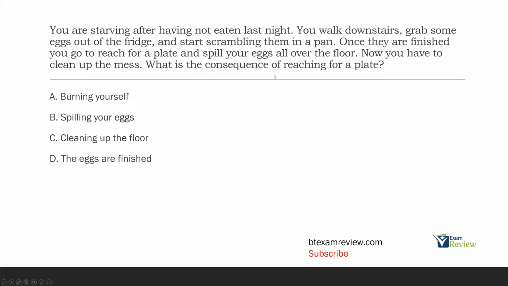Now, if you looked at spilling your eggs as a behavior, the consequence of that would be cleaning up the mess. See how this kind of works? It goes one into another. And then the eggs are finished. Well, the eggs are finished was the antecedent for reaching for a plate, and the consequence for reaching for a plate was spilling your eggs.